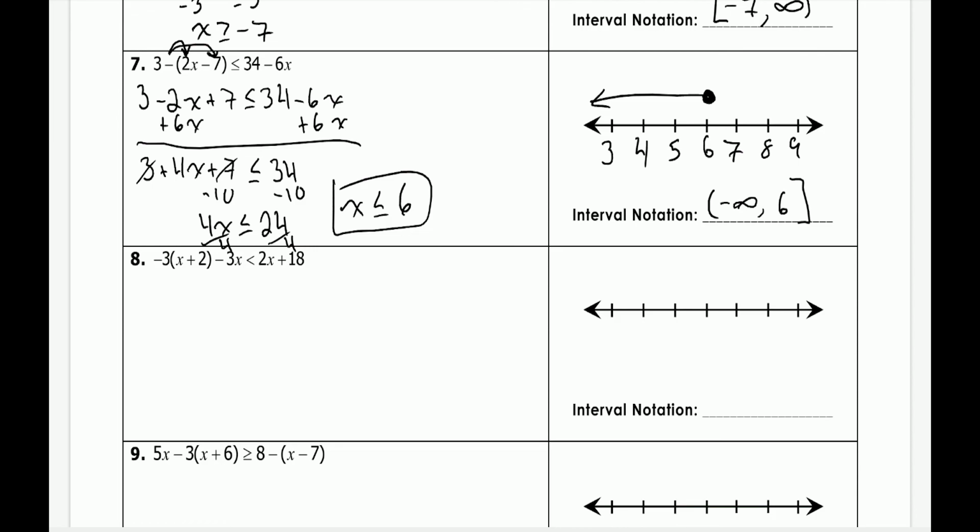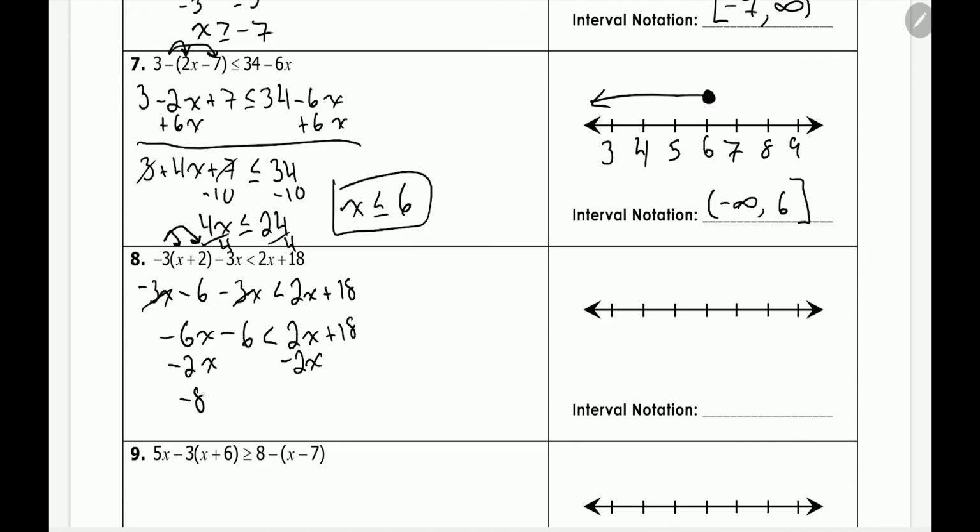Let's take a look at number 8. We have negative 3 times the quantity x plus 2 minus 3x is less than 2x plus 18. First step is to distribute. So we have negative 3 times x, which is negative 3x. Negative 3 times 2, which is negative 6, minus 3x is less than 2x plus 18. Combine like terms. So we have negative 3x minus 3x. That's going to be negative 6x minus 6 is less than 2x plus 18. Now we have to move the variables to one side. We're going to subtract 2x.